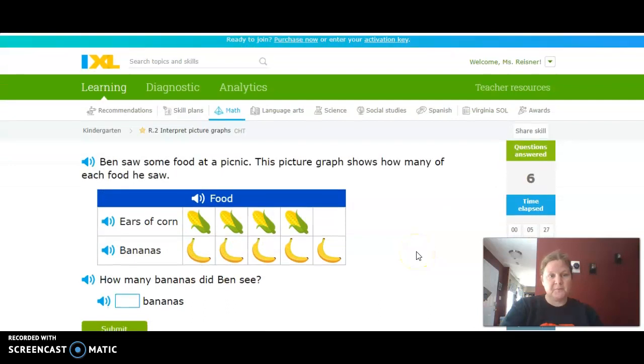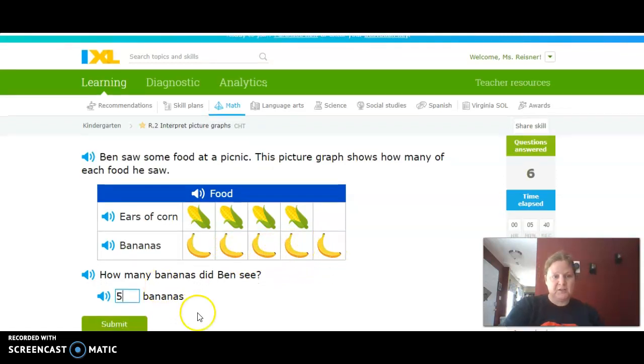Beautiful work. All right, let's do this one real fast. All right, how many bananas did Ben see? Real fast. 1, 2, 3, 4, 5. Beautiful work. You got them all today.